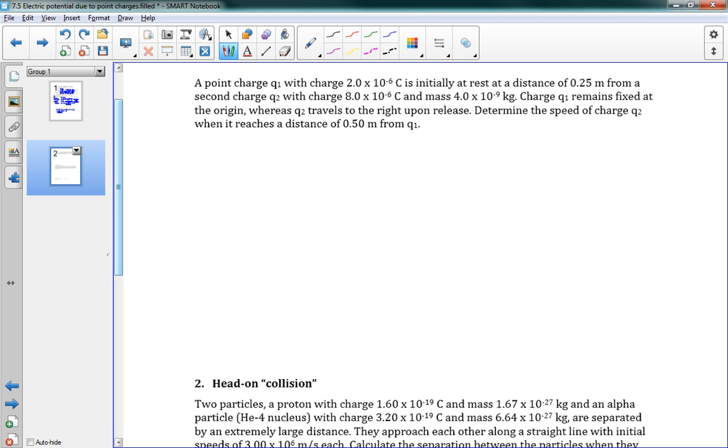I'm going to draw our situation here. So we have Q1, this is my Q1 here. And here's Q2. This has a distance of 0.25 meters to begin with, and it has an initial speed of 0. And it ends up traveling in this direction to, I'll draw sort of the circle here, its final position, where we have another 0.25, or we can say this total distance here is 0.5 meters. So that means that this new distance here is 0.25. All right, and we want to find the final velocity, the final speed. This is what we're looking for.